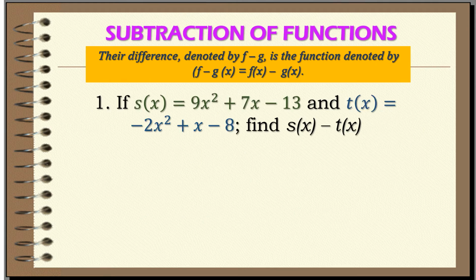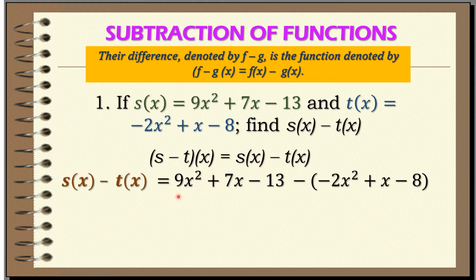Now, let's move forward to subtraction of functions. So we have here, if s of x is equal to 9x squared plus 7x minus 13, and t of x is equal to negative 2x squared plus x minus 8. Find s of x minus t of x. So first thing to do is to define the operation, that is subtraction. So therefore, we have here s minus t of x is equal to s of x minus t of x. Then we write this on the left side of the equation below. And then we write down the given functions.